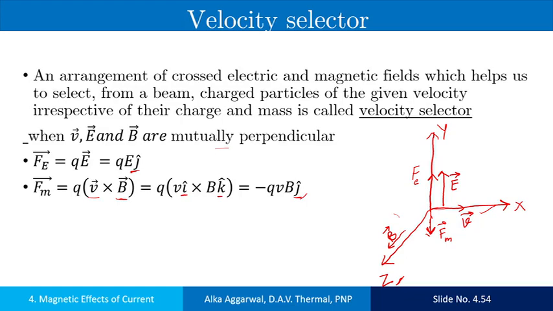Now, these forces are used in a velocity selector. Let me first tell you what a velocity selector is. A velocity selector is an arrangement of crossed, meaning mutually perpendicular, electric and magnetic fields, which helps us to select from a beam of charged particles those of a given velocity, irrespective of their charge and mass. Means irrespective of the charge and mass, we are getting the particles of a particular velocity by using perpendicular electric and magnetic fields.